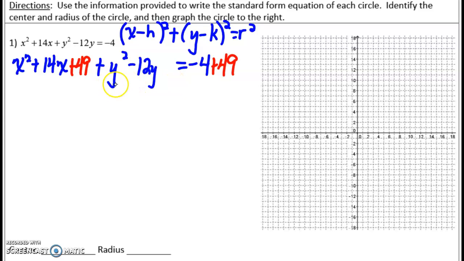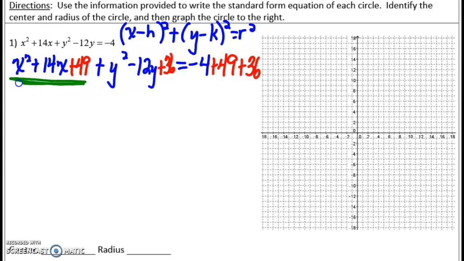Do the same thing for the y's. Take your -12y. Half of 12 is -6. When you square it, that's a +36. And then we're going to add that over here as well. Make sense so far? Okay, now all I'm asking you to do is to factor these two things.